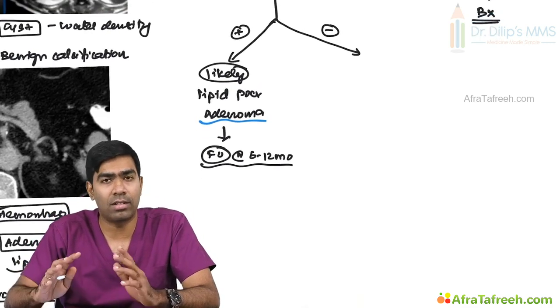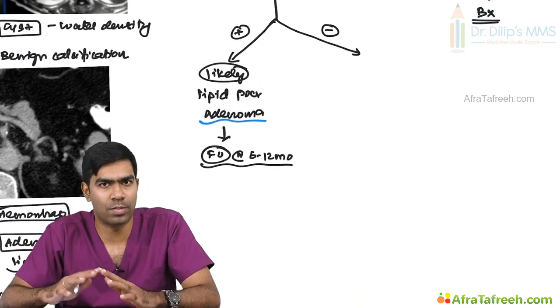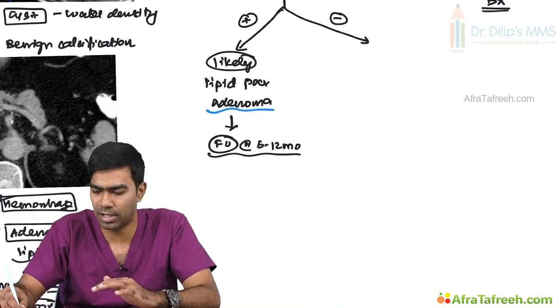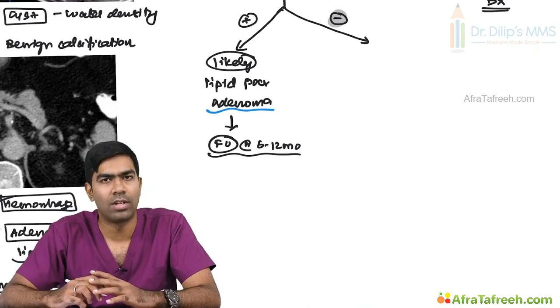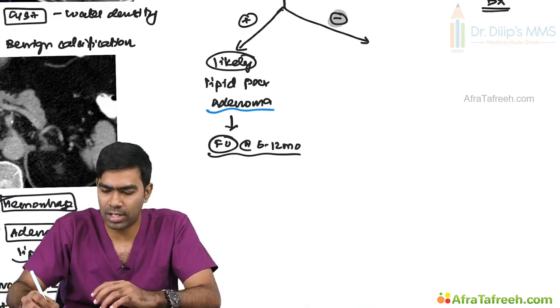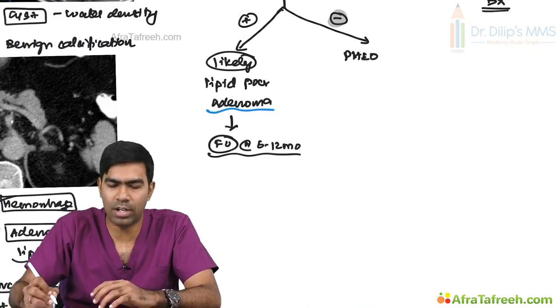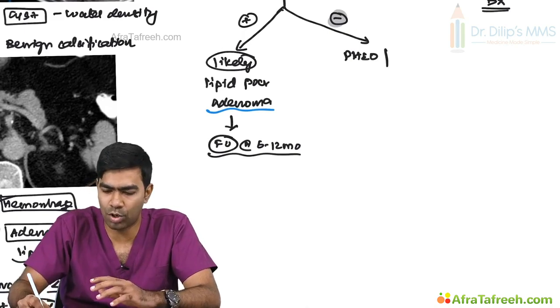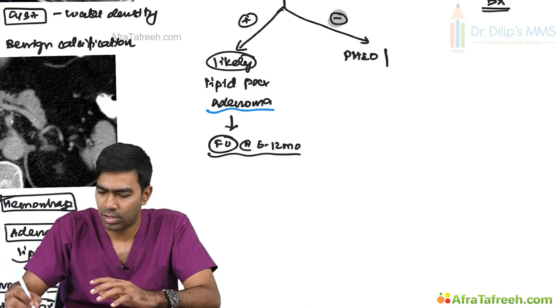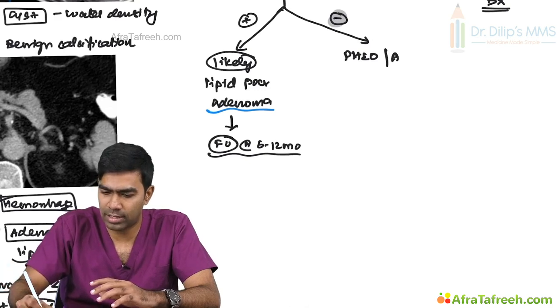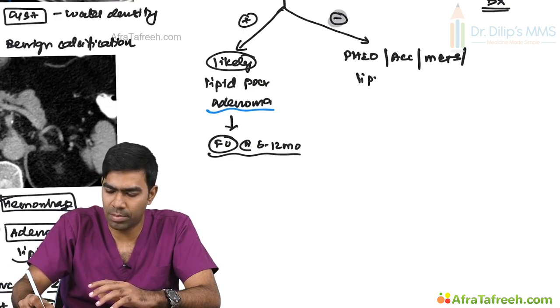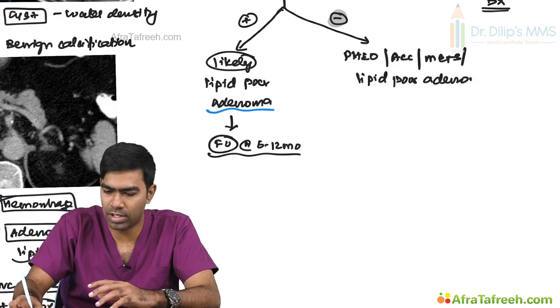Similarly, if the lesion is not showing a good washout, which means less than 50% at 10 minutes, still there could be a chance of malignancy. So in this condition, it's better to rule out certain possibilities like a pheochromocytoma, adrenocortical cancer, or it could be a mets, or still certain lipid poor adenomas can have a poor washout. So there are multiple differential diagnoses here.